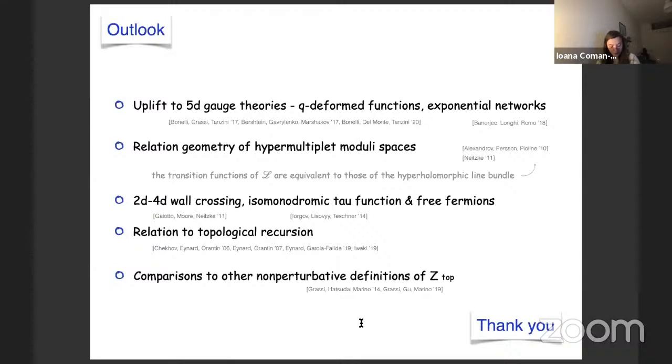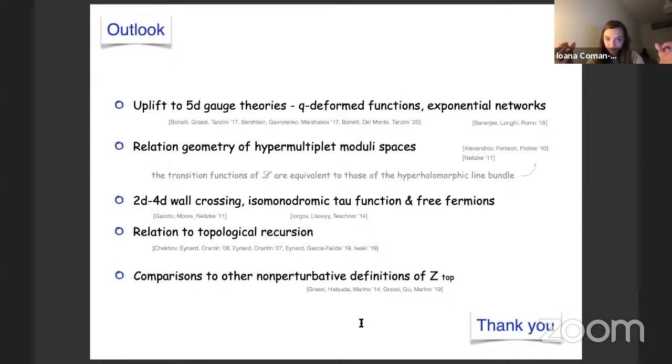An interesting point to note that I hope will start some discussion, and from which I hope to learn more today, is the relation to the geometry of the hypermultiplet moduli spaces. This is in the work of Alexandrov, Persson and Pioline, and also studied by Neitzke. Now, what I mean by this is that in that case, there was a line bundle that was constructed, and just at the level of the construction, the transition functions that define this line bundle in our context are equivalent, at least when looking at the Fock-Goncharov coordinates, to those for the hyperholomorphic line bundle. And both are related to, or can be related to, topological strings.